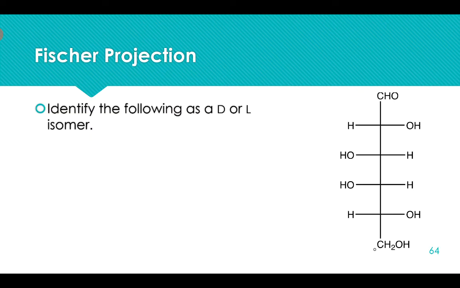Is this molecule the D or L isomer of that substance? Go ahead and tell me. It is the D, because there's our bottommost chiral carbon, and that's on the right. So this is the D isomer.